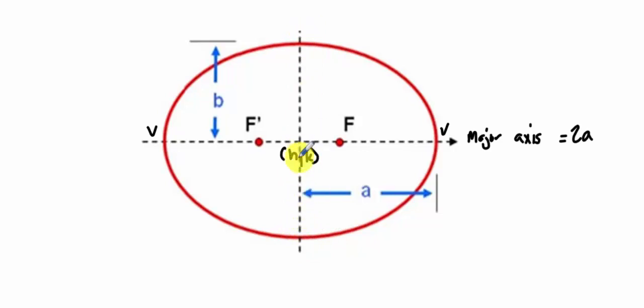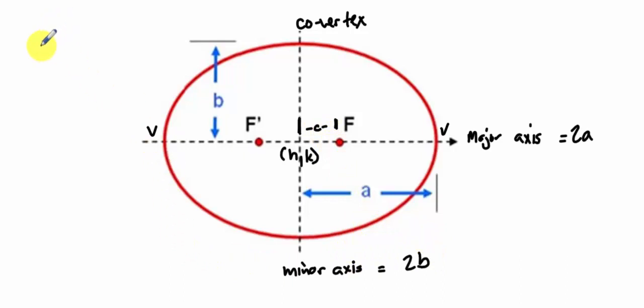Now, on the other axis, we have endpoints there as well. These are called co-vertices. Individually, a co-vertex. The distance from the center to that co-vertex is b. This is called the minor axis, where the co-vertices lie, and it has a length of 2b. The distance from the center to a focal point is c.